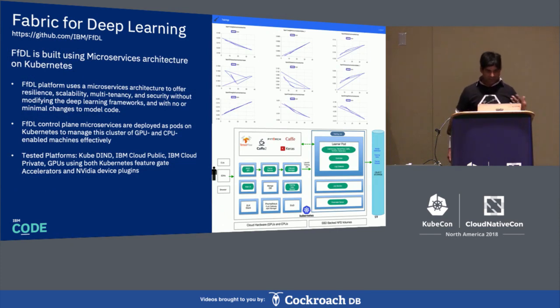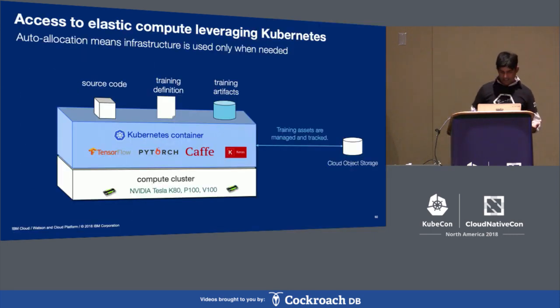Essentially, FfDL is built using microservices architecture on top of Kubernetes, and we are leveraging the scalability, resiliency, and fault tolerance that come from Kubernetes. We have been testing on community Kubernetes distribution, on IBM Cloud Private, our public cloud version, and on DIND, so you can actually run it on various distributions of Kubernetes.